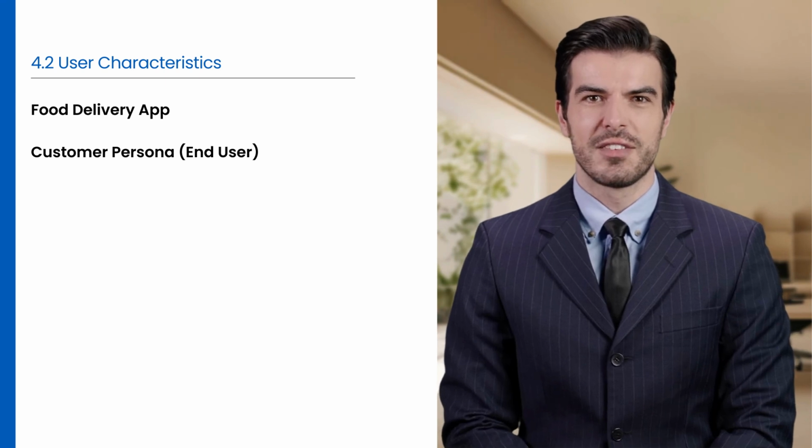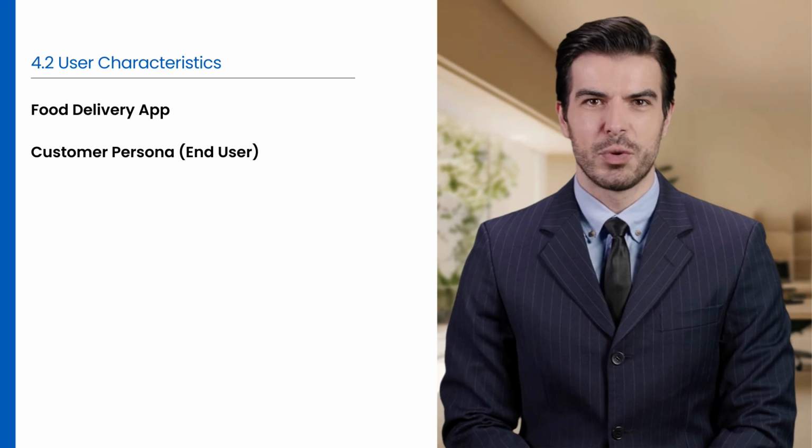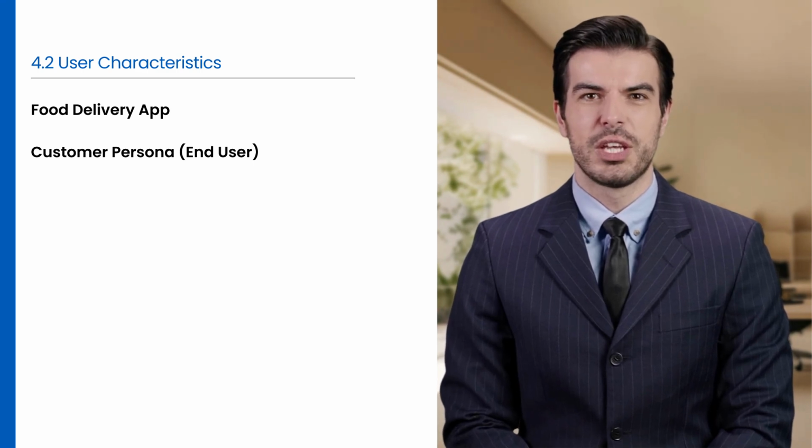To design an effective system, it is important to first understand for whom we are designing. To understand our user better, we practice user persona. We'll take an example of food delivery to understand the user's needs. First, we will cover customer needs.